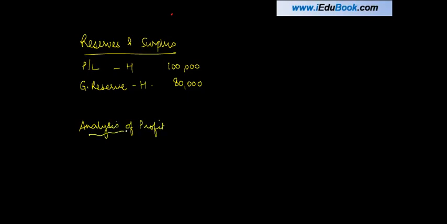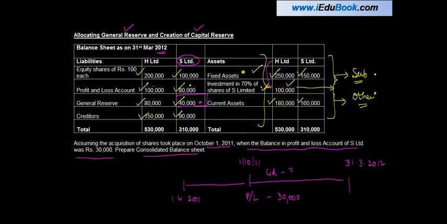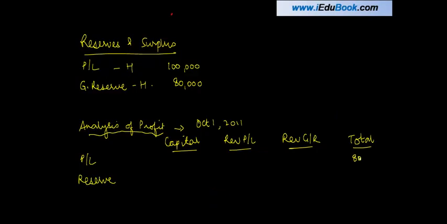right? Normally, whenever you prepare this analysis of profit, please mention the acquisition date here, October 1, 2011. So you have capital profits, you have revenue, profit and loss account, you have revenue, general reserve, you have total. This is the standard format that you should use because the idea is to show each and every item separately. Profit and loss account and reserve. So if I go back, the profit and loss account is 80,000, reserve is 40,000. Profit and loss account 80,000, reserve 40,000.